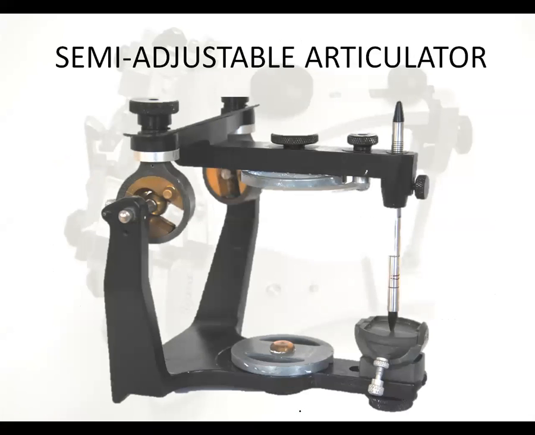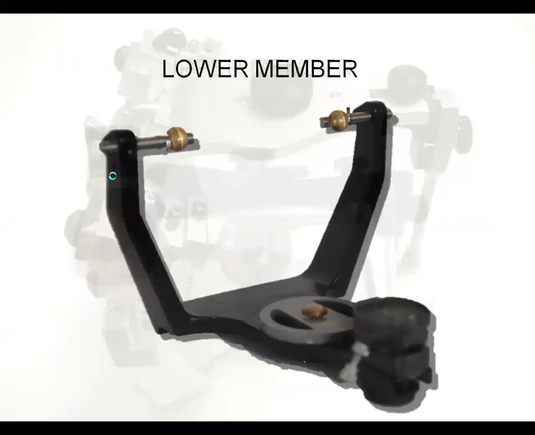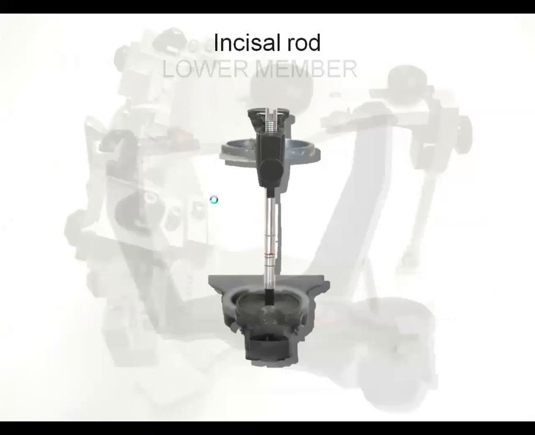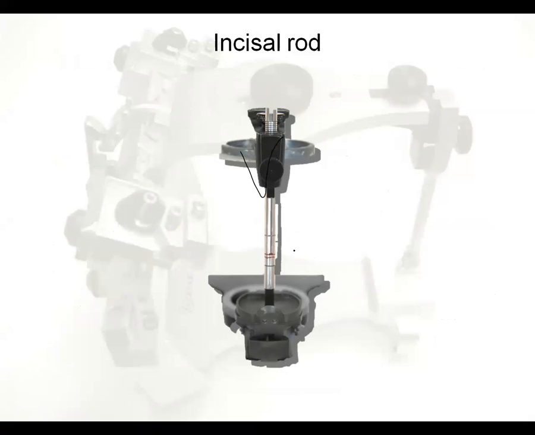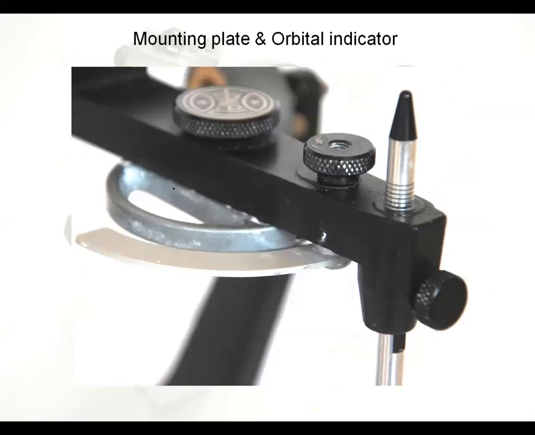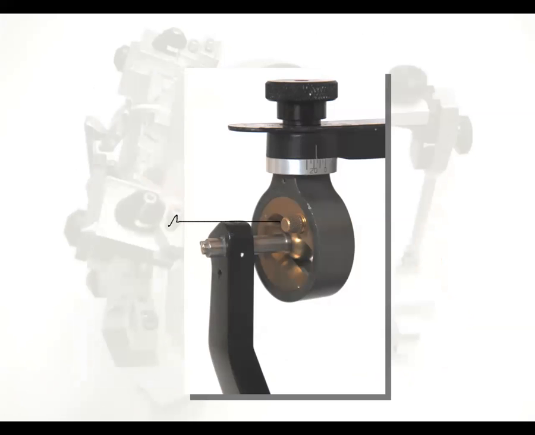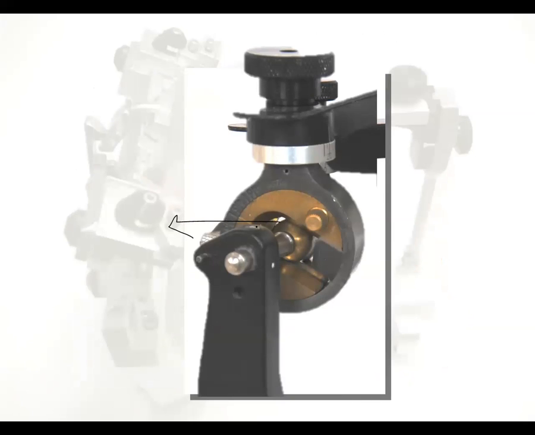Now we can see the parts of an articulator. Suppose this is the semi-adjustable articulator I am showing you. This is the upper member. This is the lower member, incisal rod, incisal table. Okay, this is the incisal rod. This is the incisal table. This is the mounting plate. You can see it here. This is the orbital indicator. Again here, orbital indicator. Okay, condylar guidance. Same thing.